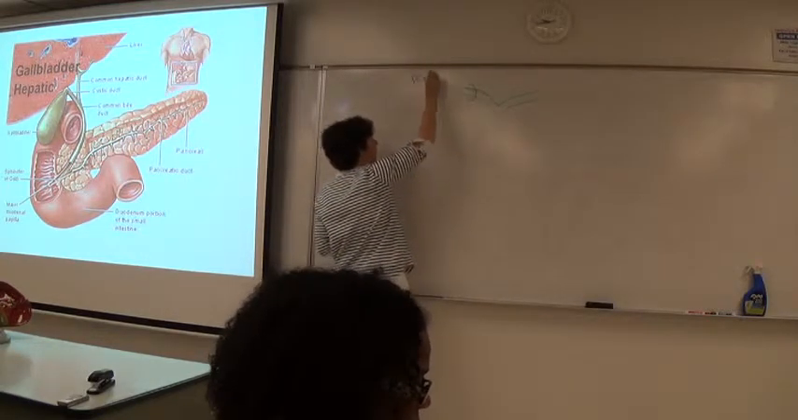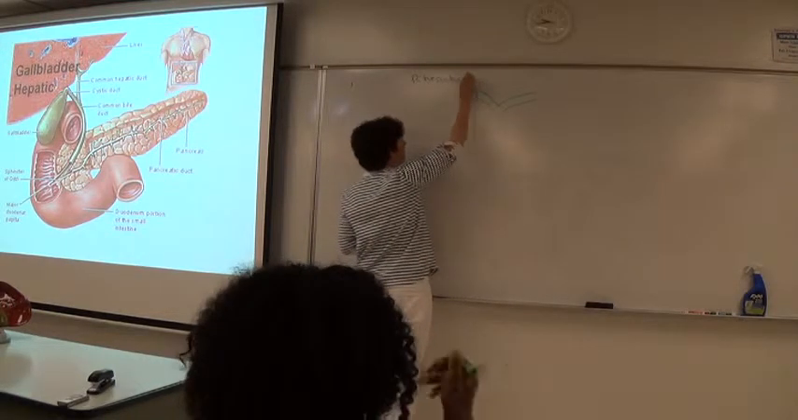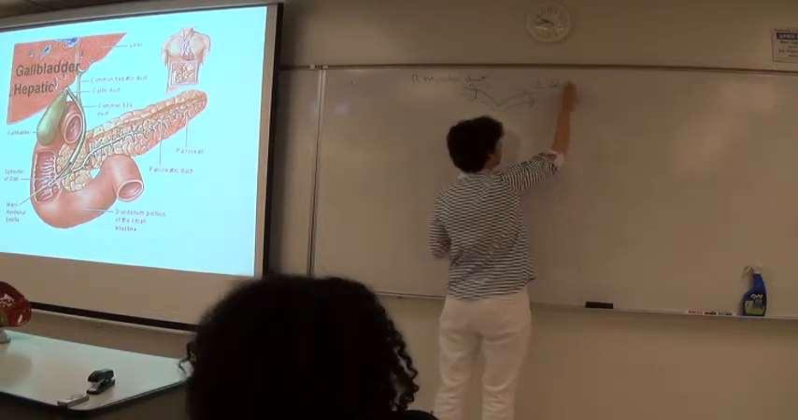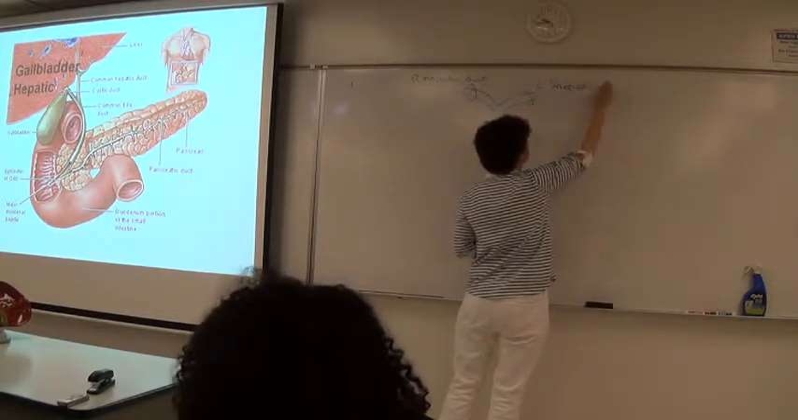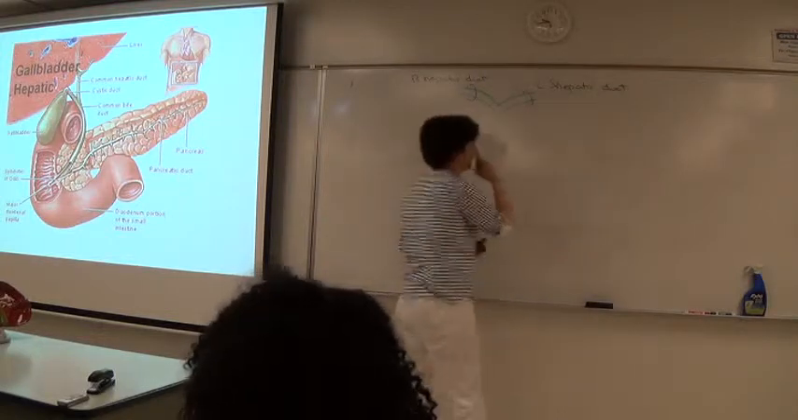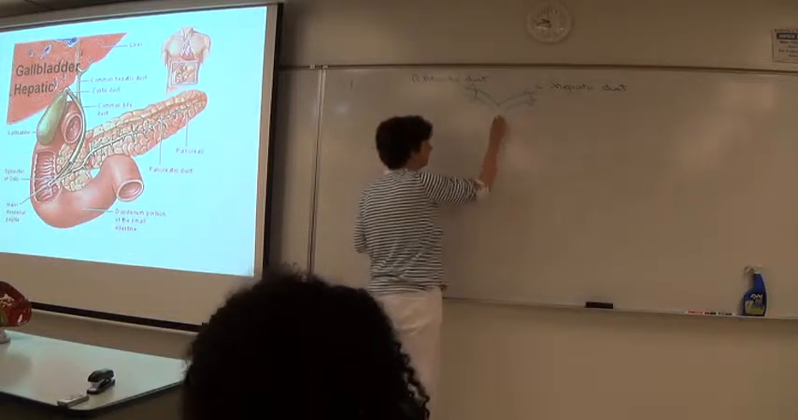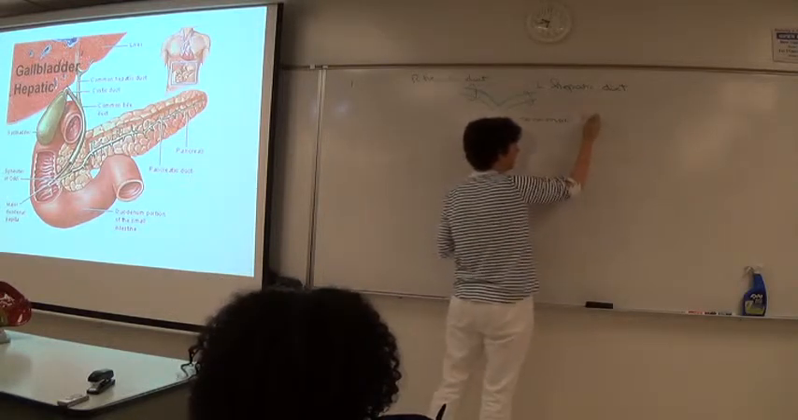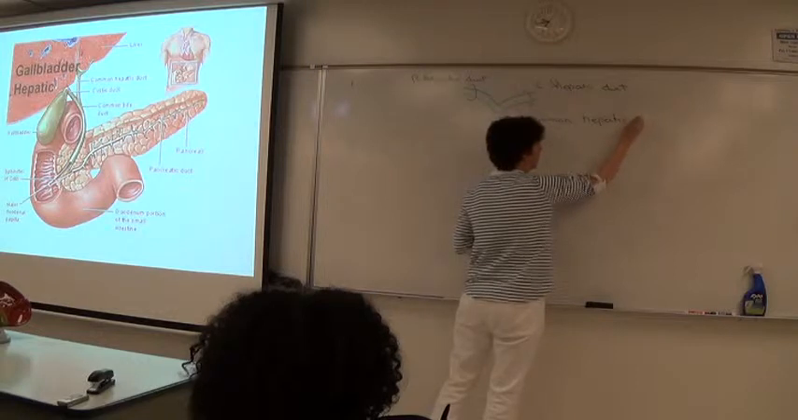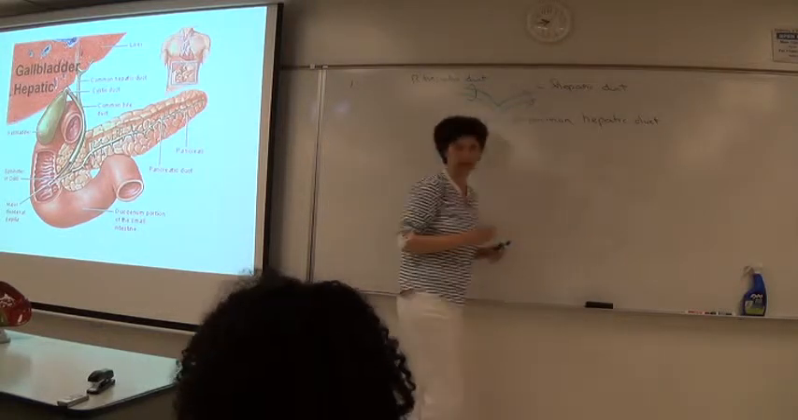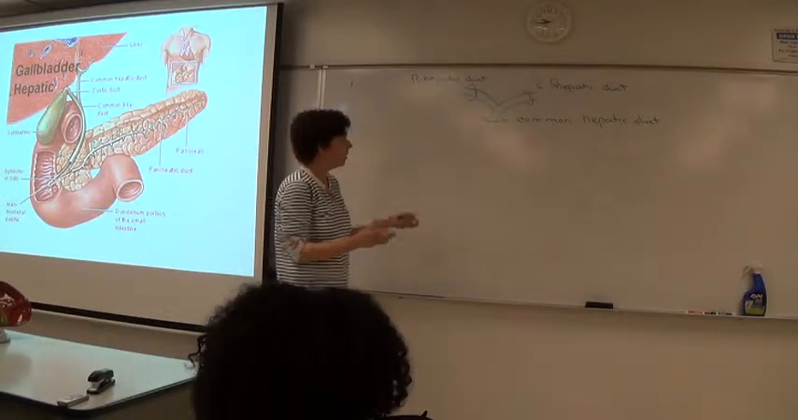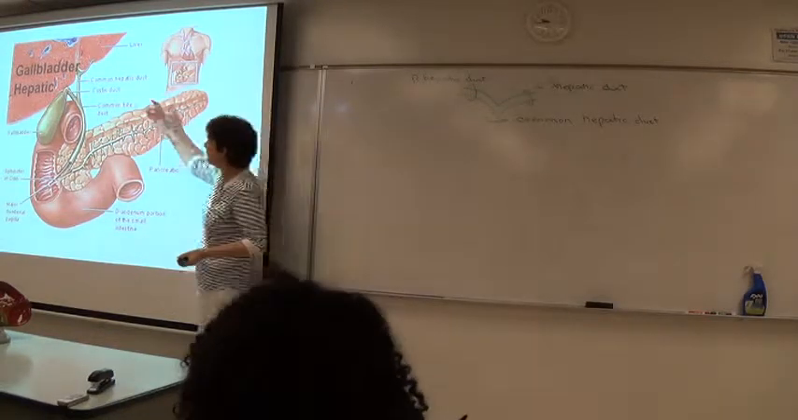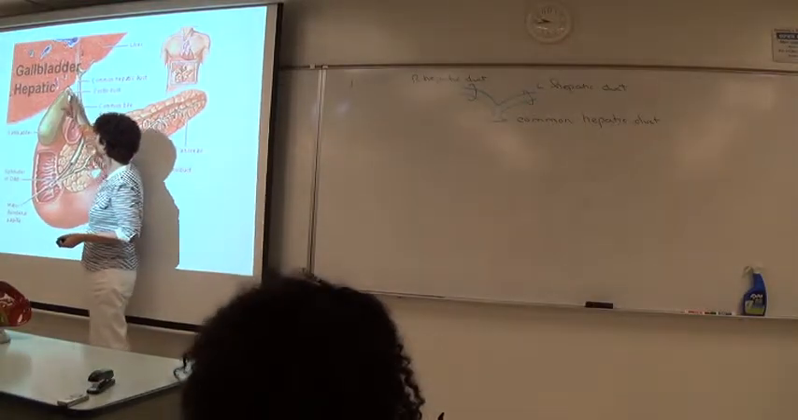So right hepatic duct. Left hepatic duct. And common hepatic duct. Okay. Usually the flow is out away from the liver through these three ducts. You can see them here and here.